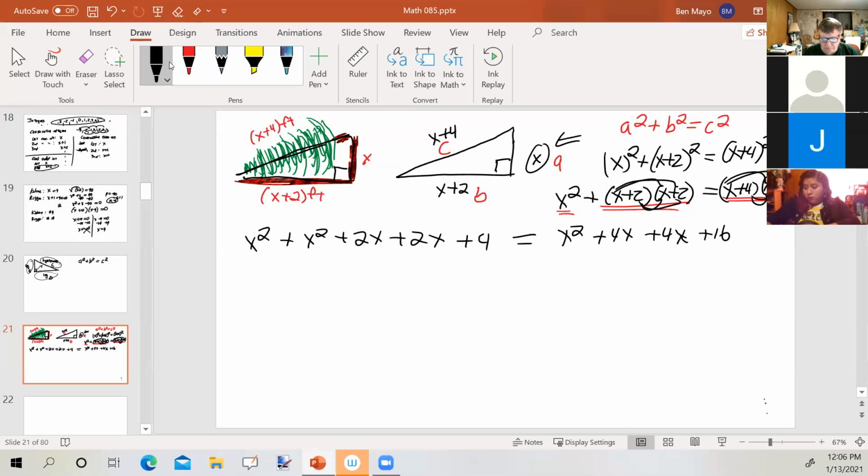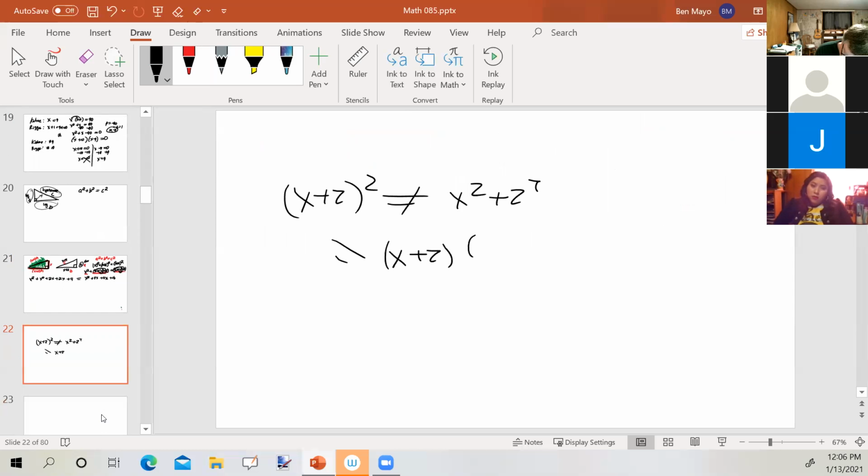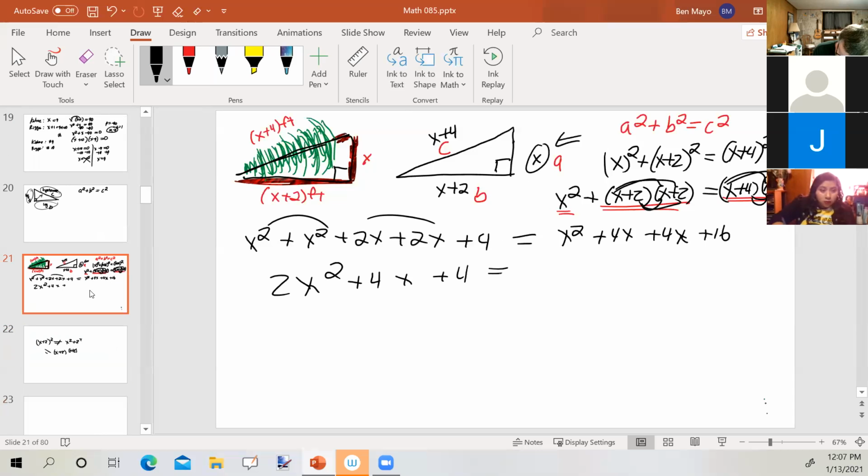Any questions there? Just a reminder, if you have something like this, that is not equal to x squared plus 2 squared. It's equal to x plus 2 times x plus 2, and then you have to FOIL it together. Okay. I'm now going to simplify the left side of the equation, combining like terms. 2x squared plus 4x plus 4 equals, combining like terms on the right side of the equation, x squared plus 8x plus 16.